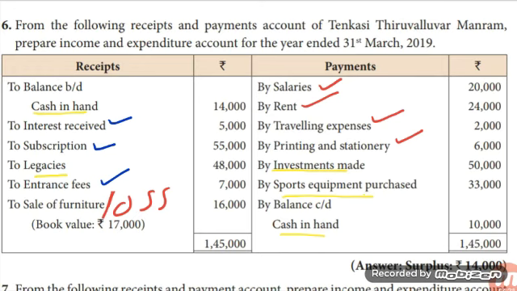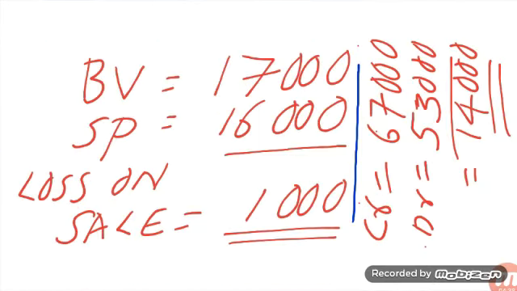Then what is the next step? Find the balance. How can you find the balance? First you find the debit side total, then credit side total, then find the difference. Credit side total is 67,000, debit side total is 53,000. Credit side is greater than the debit side. So, first enter greater amount on the credit side. Then write the same amount on the opposite side, that means on the debit side.